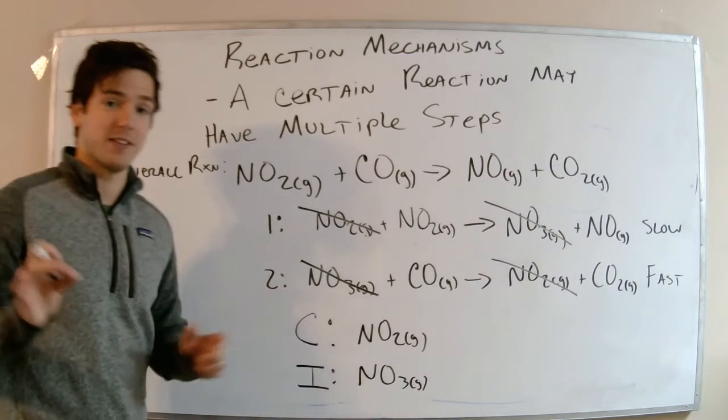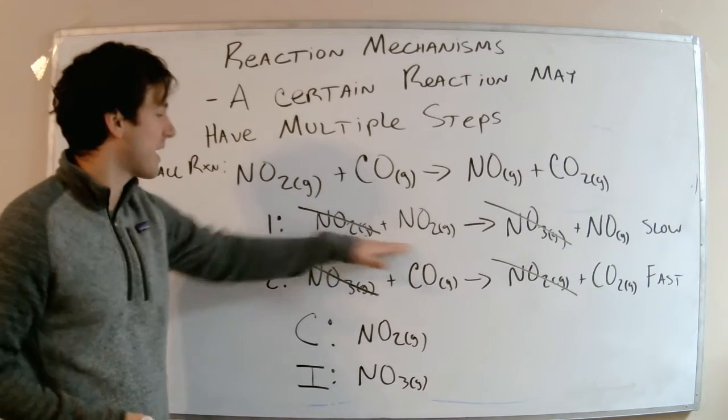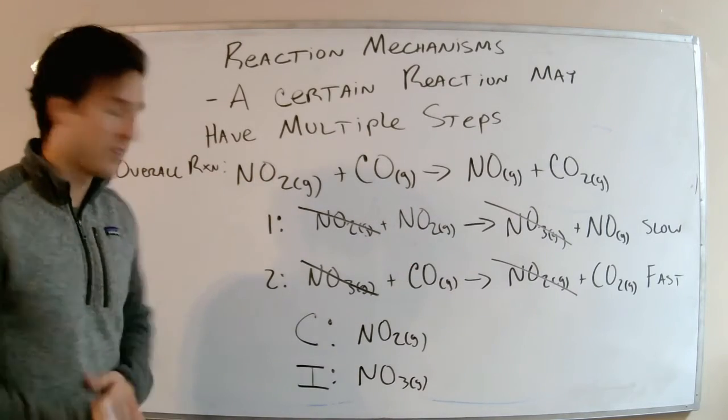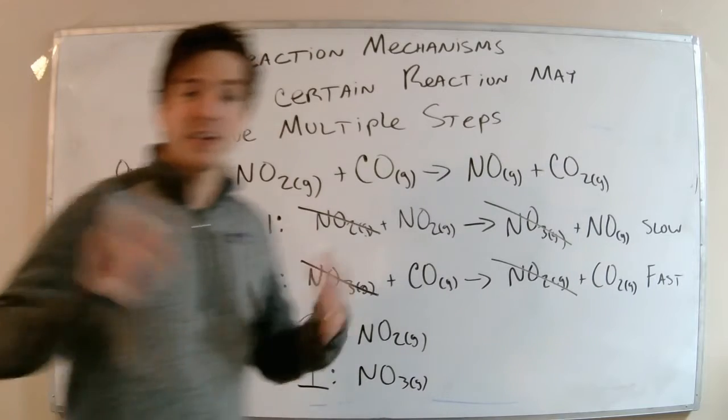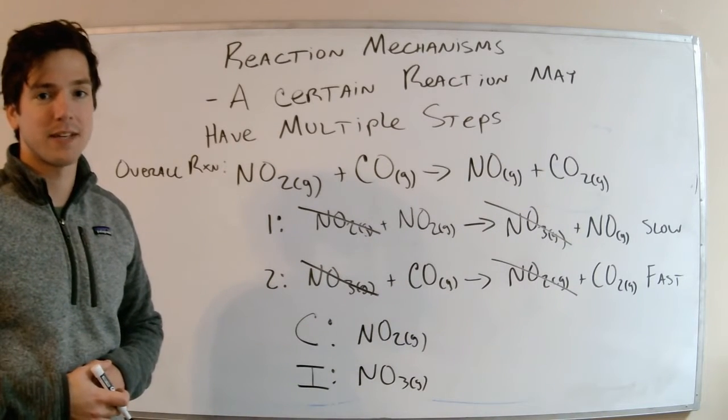So to reiterate, if you see something crossed out in the very first step on the reactant side of a mechanism, that is a catalyst. Anything else that is crossed out later in our mechanisms, those are intermediates. Okay?